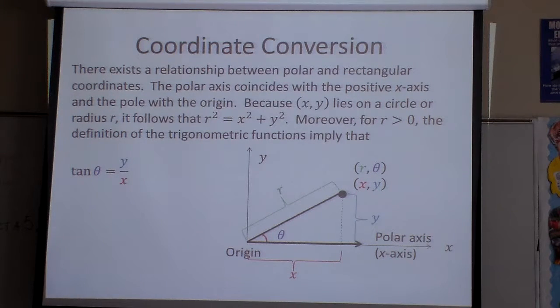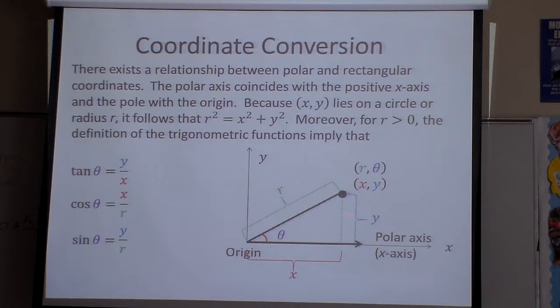And think about this here. How do you find theta? Well, theta is the tangent of what? y over x. Opposite over adjacent. Cosine is adjacent over hypotenuse, or x over r. And sine is opposite over hypotenuse, or y over r.